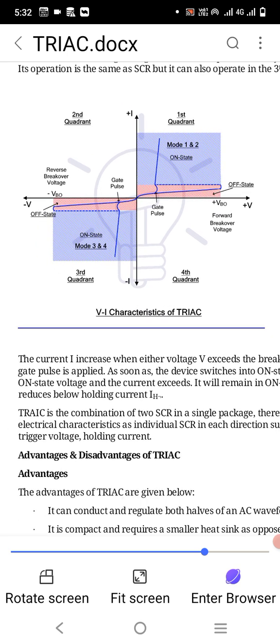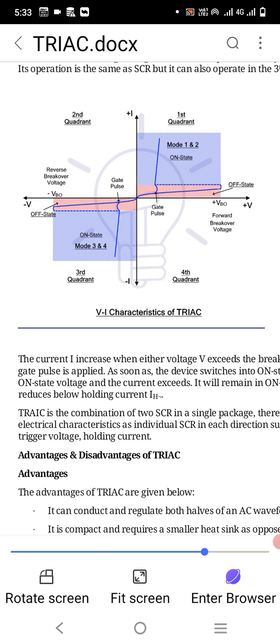The current I increases when either voltage V exceeds the breakover voltage VBO or if a gate pulse is applied. As soon as the device switches into on state, the voltage reduces to the on state voltage and the current increases. It will remain in on state until the current reduces below holding current IH. TRIAC is the combination of two SCRs in a single package. Therefore, it also has the same electrical characteristics as individual SCR in each direction, such as breakdown voltage, trigger voltage, holding current.